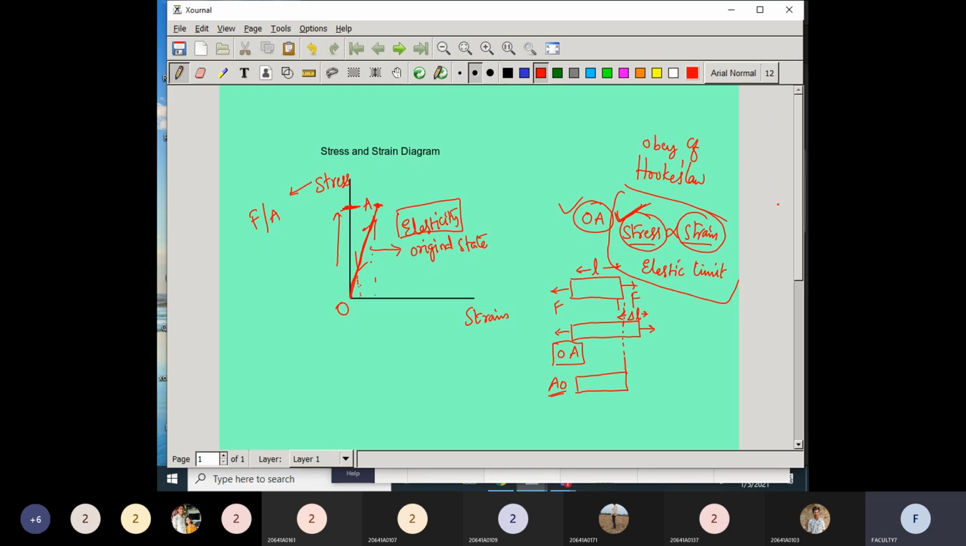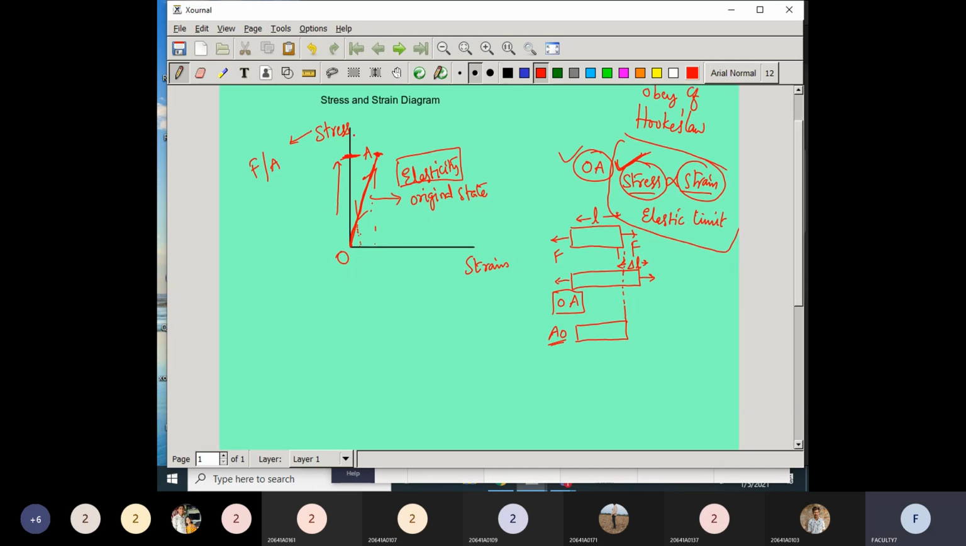Now, if you go with the extension, if you increase the forces beyond point A and continue to increase the forces, there will be some non-linear variation. Between O to A, you are getting a straight line, so we consider it a linear variation. But here you are not going to get a straight line, so we call this a non-linear variation. Between point A to B, it is non-linear variation.